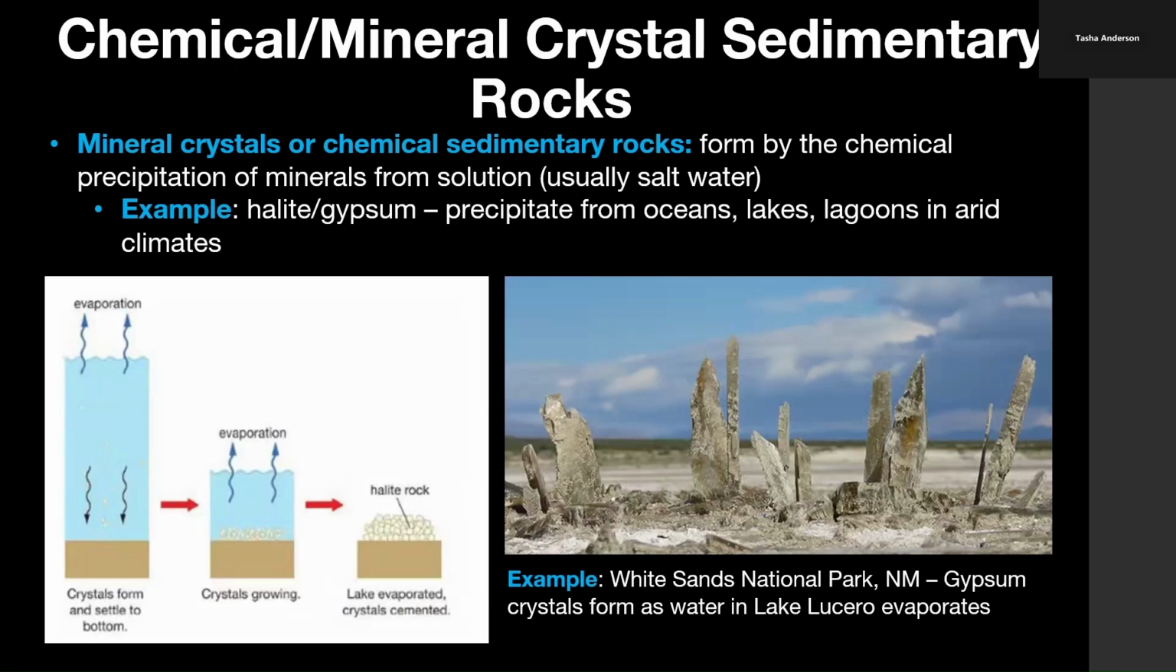Then we have chemical or mineral sedimentary rocks, which form when minerals precipitate out of solution, often in salt water or through evaporation. As water evaporates, dissolved minerals are left behind and crystallize. Halite and gypsum are common examples of these evaporite minerals, like deposits found at White Sands National Park.